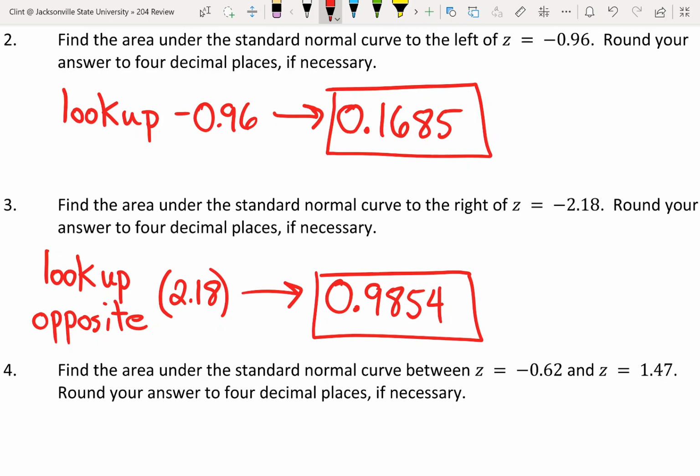Yes, I'll give you these same tables and then a formula sheet.